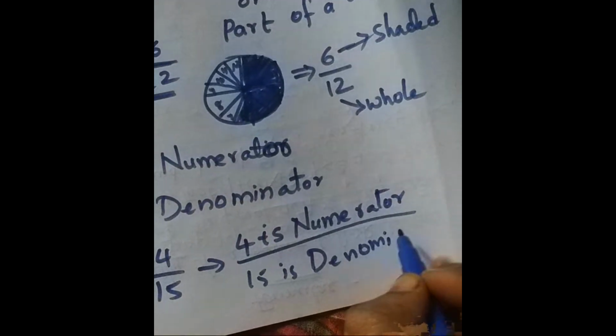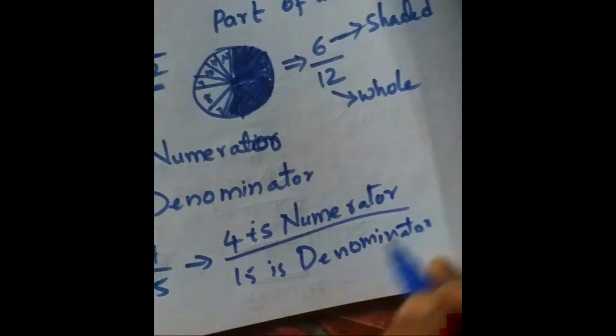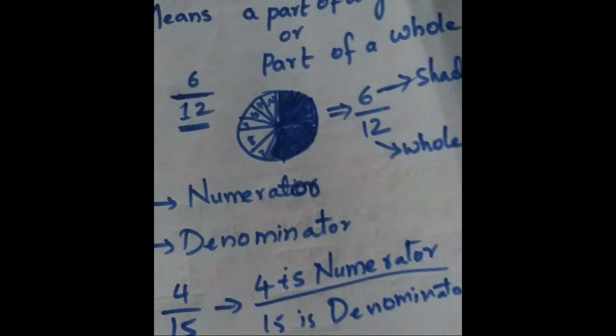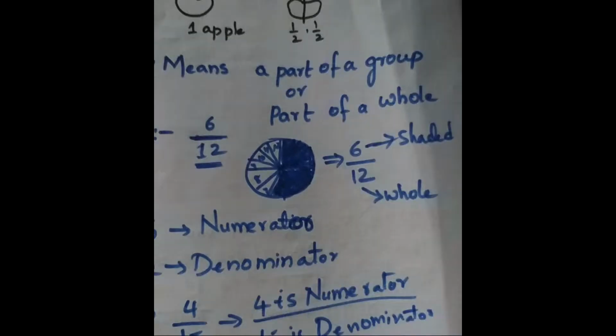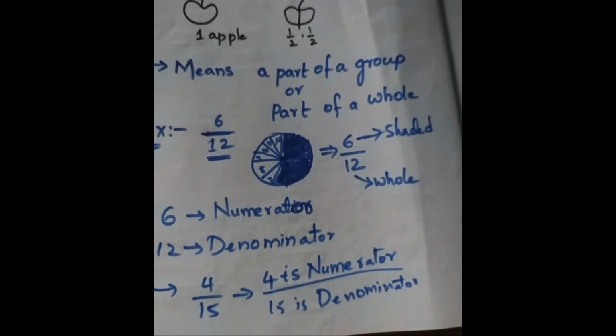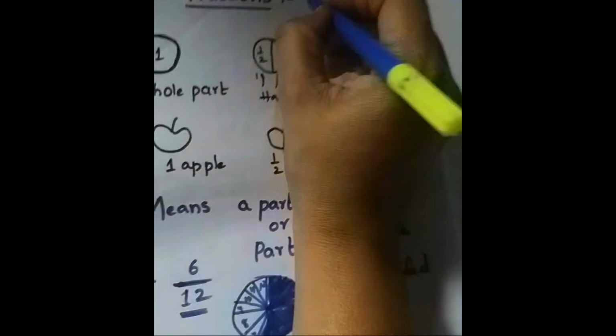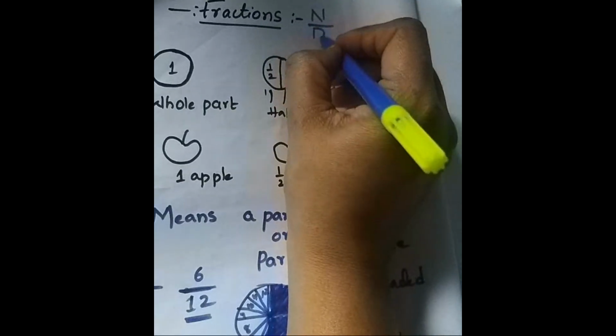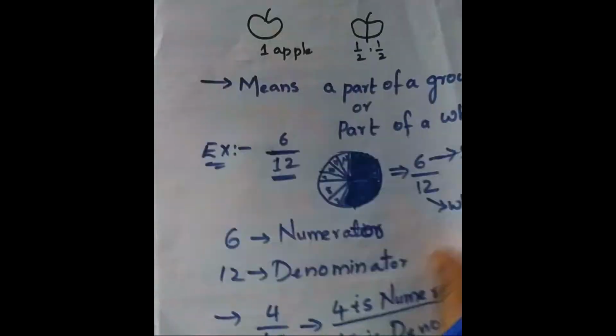Upper part is numerator and down part is denominator, and we call it a fraction. A fraction is nothing but numerator by denominator. That is numerator by denominator. We denote it like this.